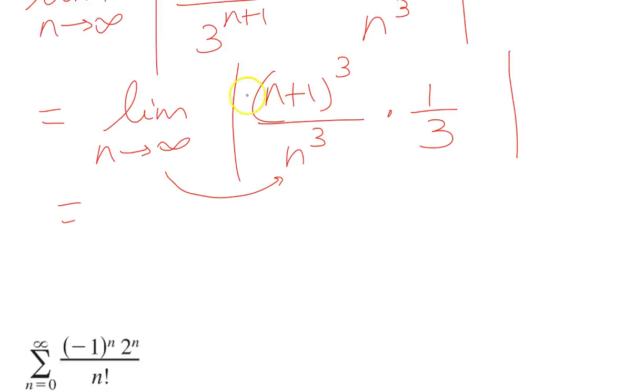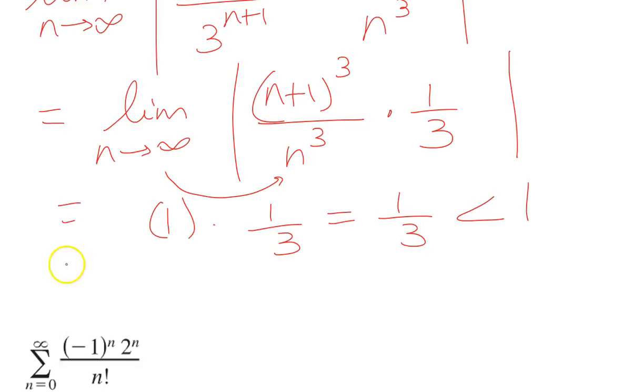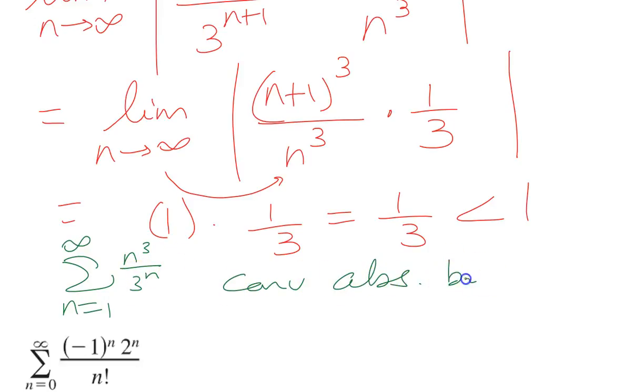The coefficient of n cubed is 1, the coefficient of n cubed is 1, that limit is going to be 1, multiplied by a third, that's 1/3. So the overall limit is less than 1. So what's your conclusion? The original series converges absolutely by the ratio test.